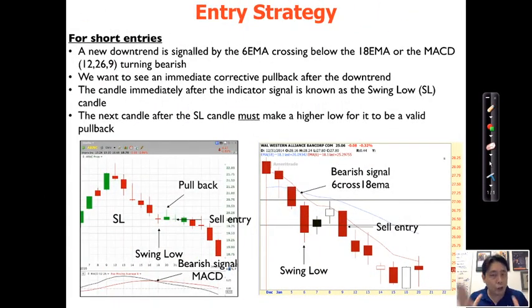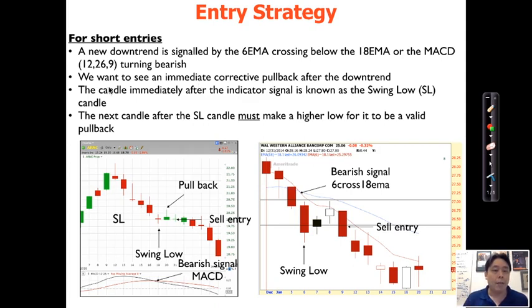All right, so when we go short, in other words, we're shorting on the downtrend, it's the opposite. So for a short entry, we're looking for a downtrend signal. And again, the downtrend signal can come from the 6 EMA crossing below the 18 EMA this time, or the MACD turning bearish, the MACD line crossing below the signal line. So either one of these signals tells us that it's a new downtrend, a new impulsive downtrend. So again, right after the downtrend is signaled, we want to see an immediate pullback.